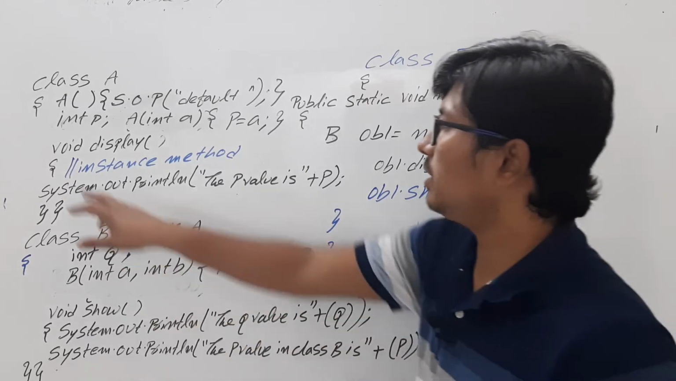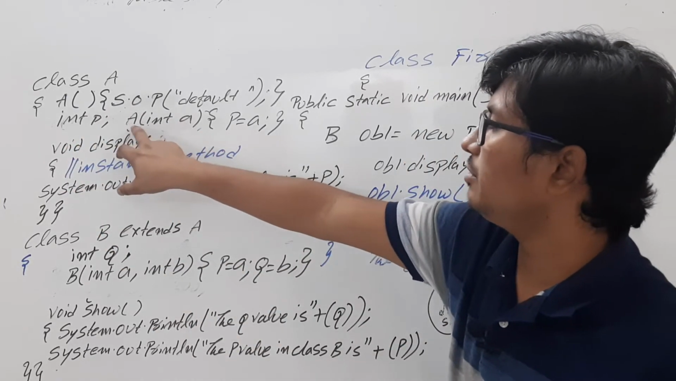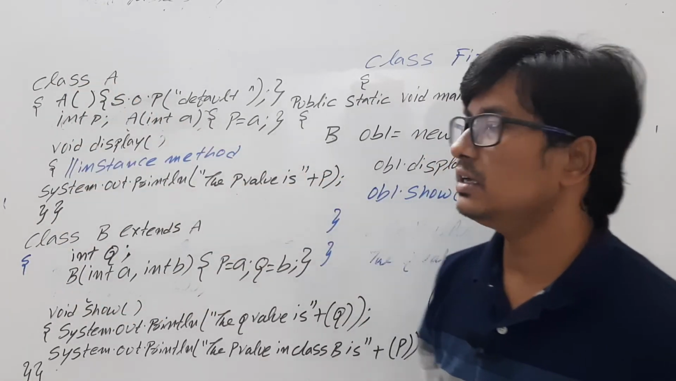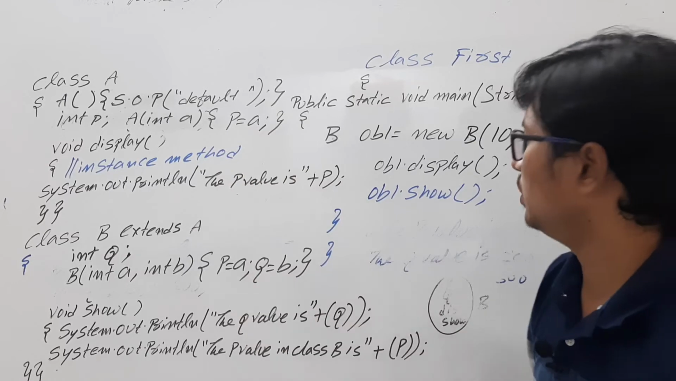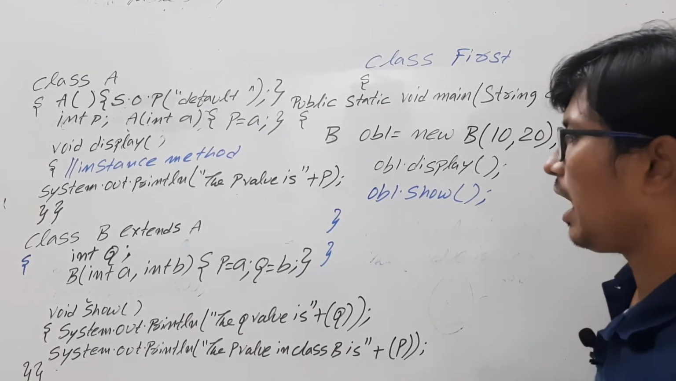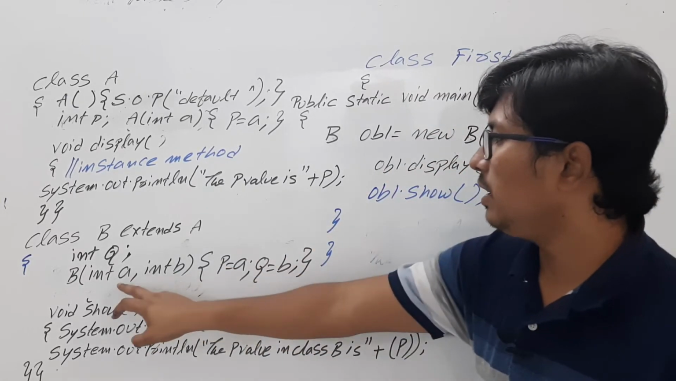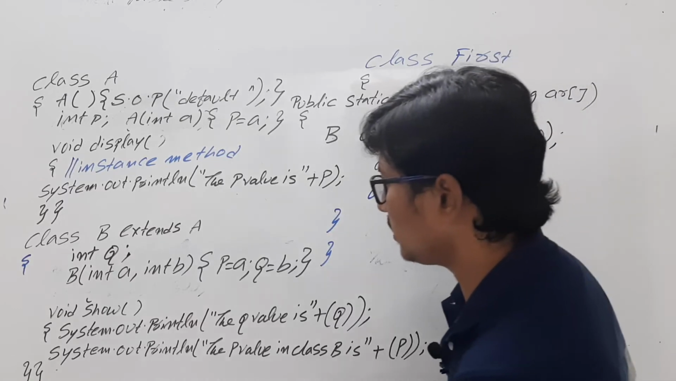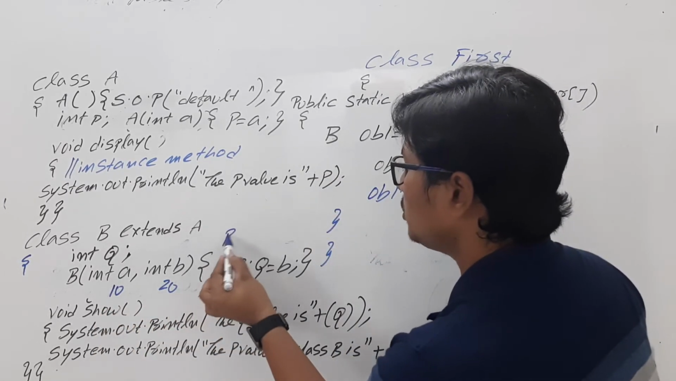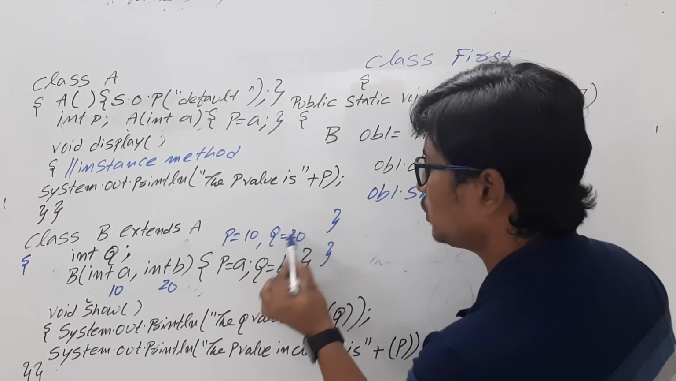So I have declared int p, and I have written int a, where a is the variable and capital A is the constructor, which is the same as the class name, and I am writing p is equal to a. Now if I run this program, look here, this is calling. So a is having the value 10 and b is having the value 20. So you are writing p is equal to a, so p will get the value 10, q will get the value 20.